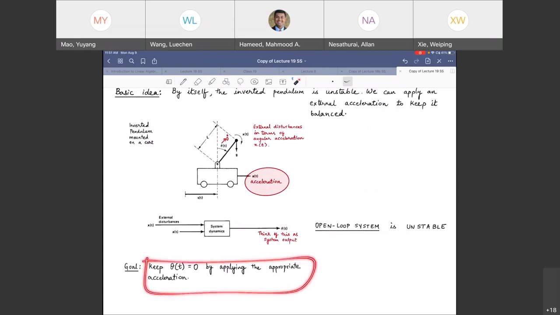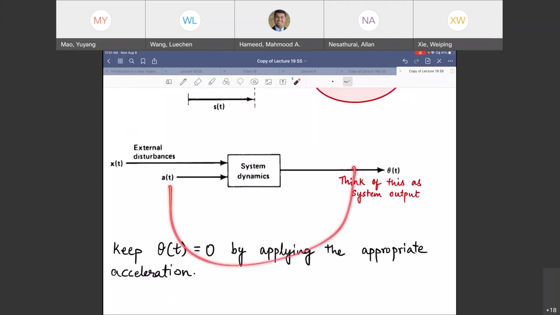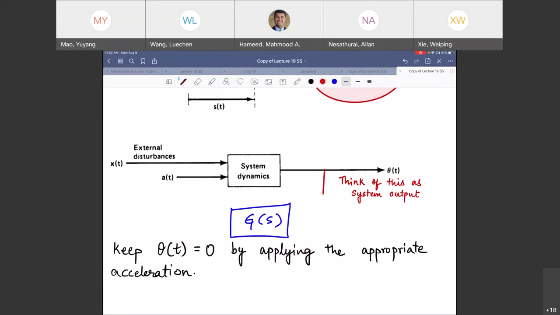But the goal over here is going to be to keep that angle with respect to time changing angle. You would want that pendulum to be absolutely vertical. So theta of t should go to zero by applying the appropriate acceleration. You guys okay with the motivation here? What are we trying to do? We are trying to get to the best A of t, right? How should we get that acceleration? And you see over here, there's no feedback, right? What are we trying to design? We are trying to design a feedback system over here, which we are calling G of s, that can use theta of s and give us the best A of s. Right? That's what we are trying to find out: feedback dynamics.